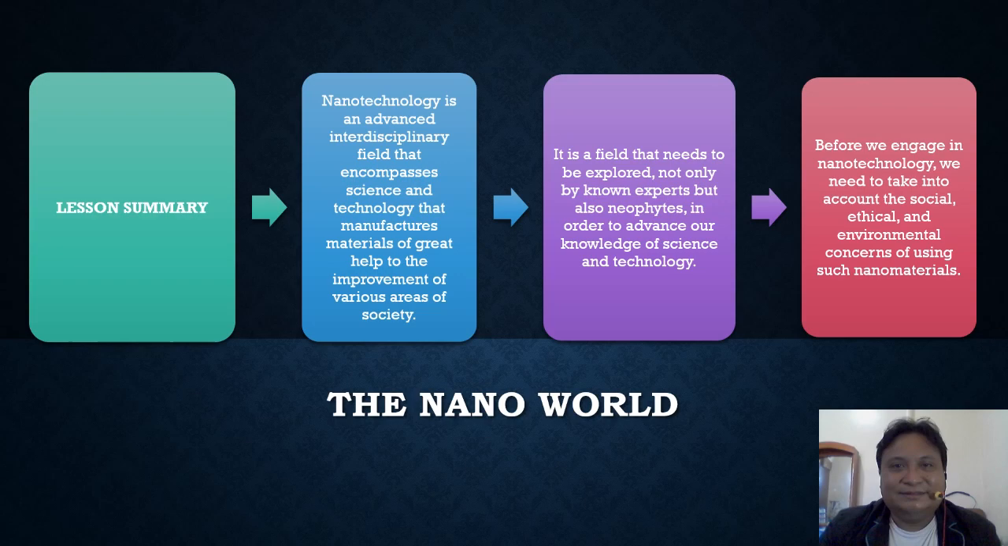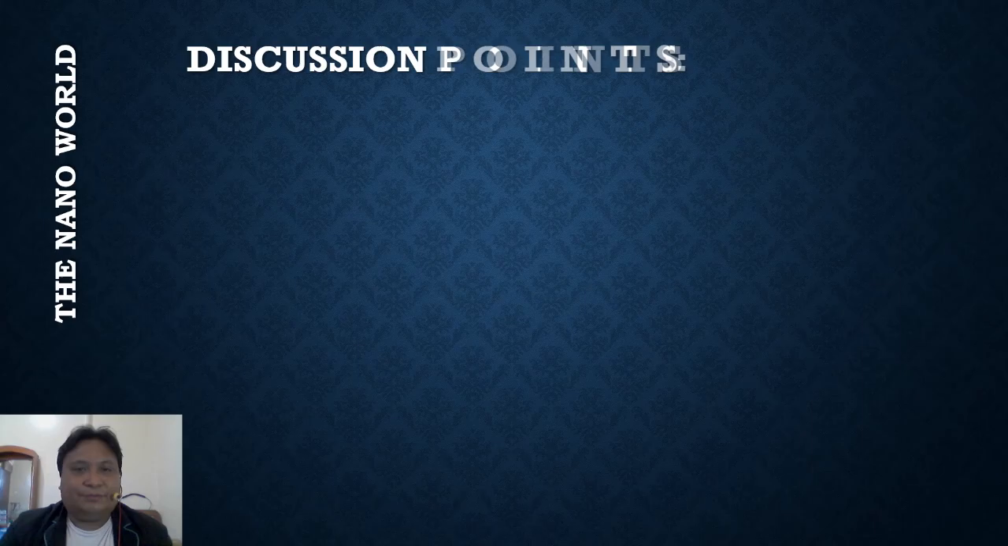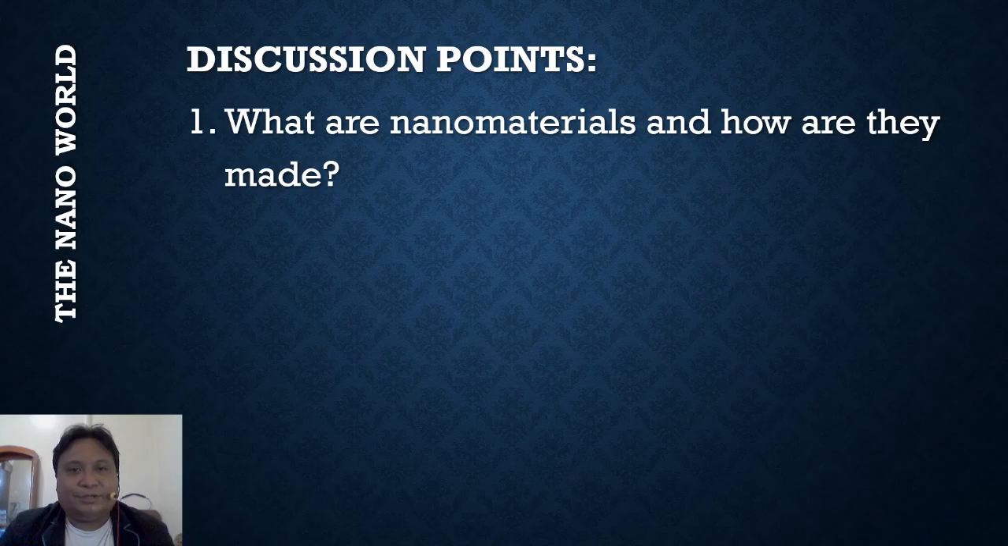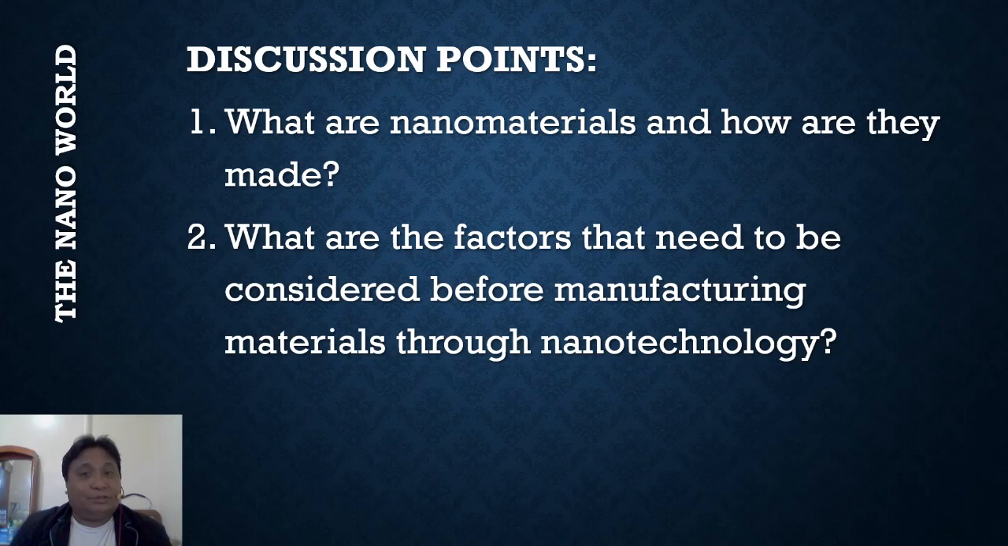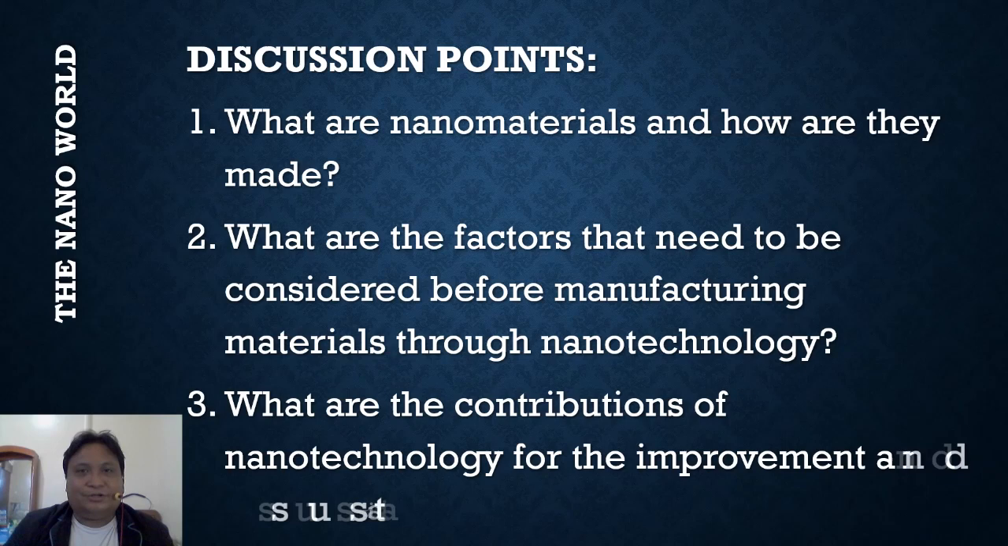Okay, for your assignment, we are considering here the discussion points. Three questions you have to consider. First one is, what are nanomaterials and how are they made? The second one is, what are the factors that need to be considered before manufacturing materials through nanotechnology? And the third one is, what are the contributions of nanotechnology for the improvement and sustainability of our environment?